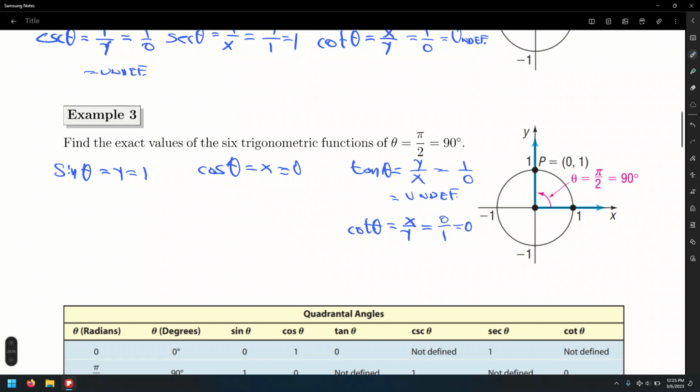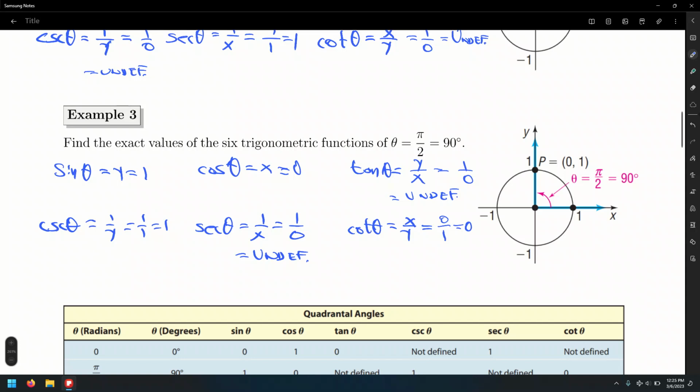Let's keep going backwards. The reciprocal of cosine, which one is it? Secant. Secant theta equals the reciprocal, 1 over x, and that's 1 over 0, another undefined value. And last but not least, there's only one more function missing, cosecant. That happens to simply be the reciprocal of y, 1 over y, which is 1 over 1, and that's simply 1. All right?